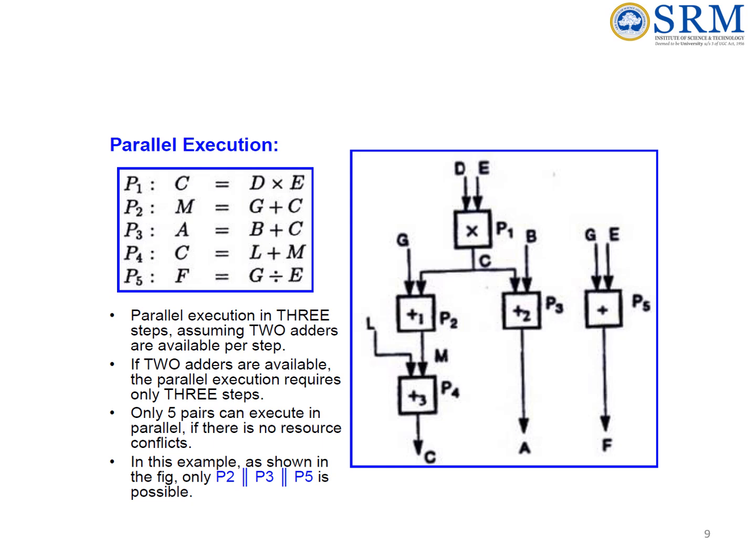So if you look, C is the addition of D and E, M is G plus C, and A is B plus C. So I can't calculate C and M, or M and A, in parallel. So I do C in an individual step. At the same time, I calculate M and A in the same step, and I also calculate F in the same step. So I have reduced the clock cycles by 3.